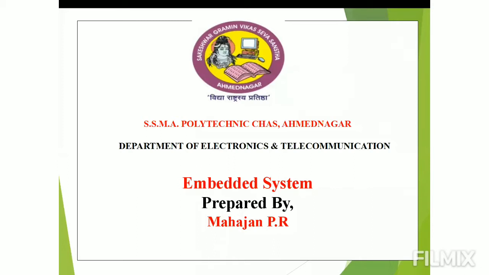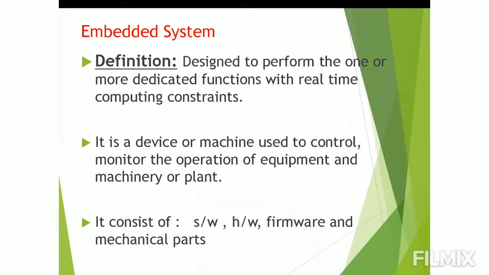In today's session, we are going to discuss embedded systems. Now, we will discuss what an embedded system is. An embedded system is designed to perform one or more dedicated functions with real-time computing processing. It is a device or machine used to control and monitor the operation of equipment, machinery or plant. It consists of software, hardware, firmware and mechanical parts. Means by using an embedded system, we are able to perform one or more dedicated functions with real-time computing control.